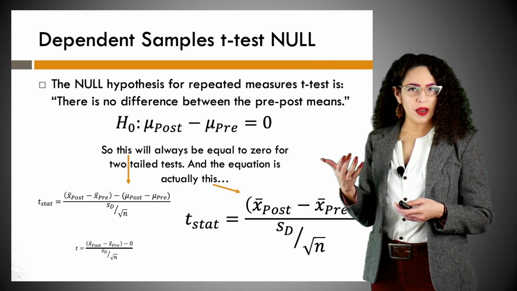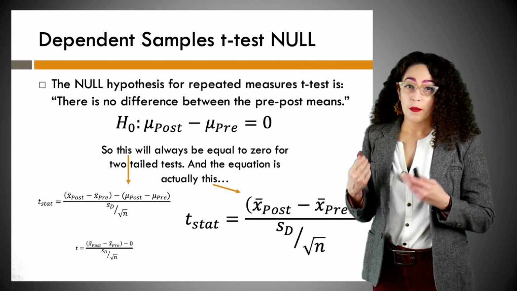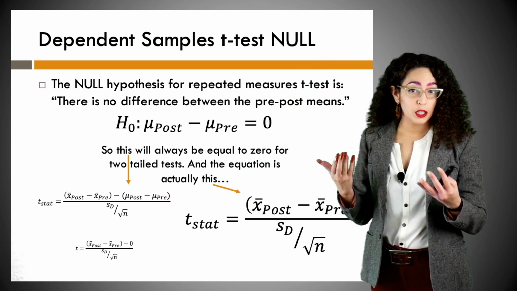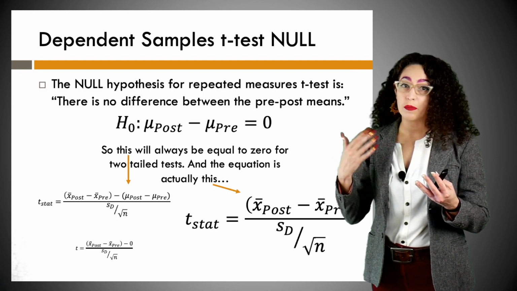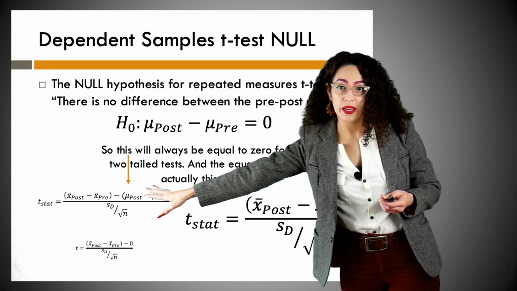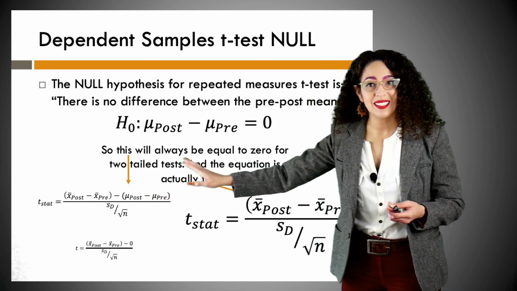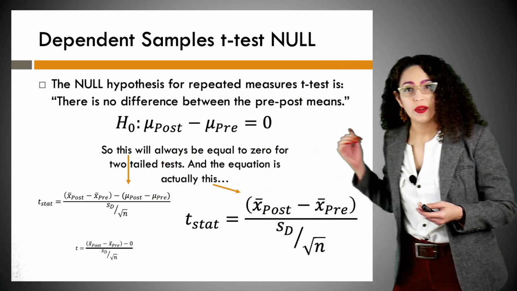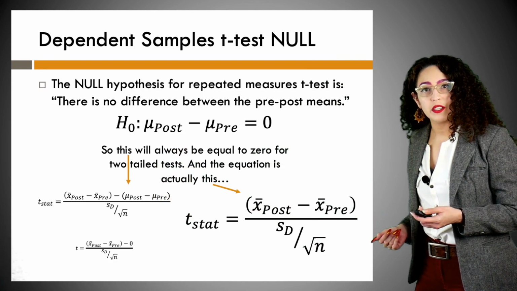So what is our null hypothesis for dependent samples t-tests? Much like our independent samples, we're going to assume that there was no difference from before and after treatment. And just like our independent samples, where we had this term here, it's actually just 0. So we can drop that part out and we are left with just this part of the equation.